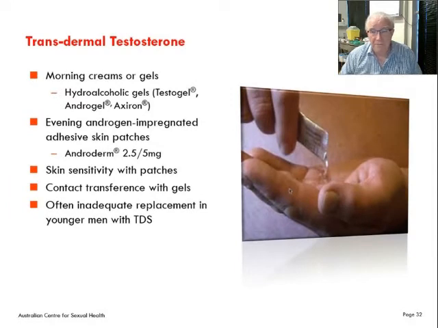Nowadays, one of the most popular initial approaches is topical transdermal testosterone using a hydroalcoholic gel such as Testogel, Androgel or Axiron, which are applied in the morning, or an impregnated testosterone adhesive patch, Androderm or Testoderm, which is used at night. The use of patches is limited to a degree by skin sensitivity to the adhesive gum within the patch. There may be contact transfers of gels to a partner, and these treatments, while simple to use, do require significant compliance and may represent inadequate testosterone replacement in younger men.